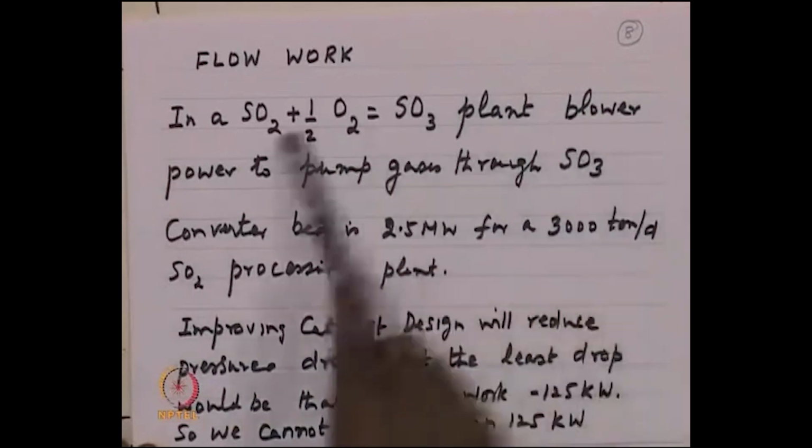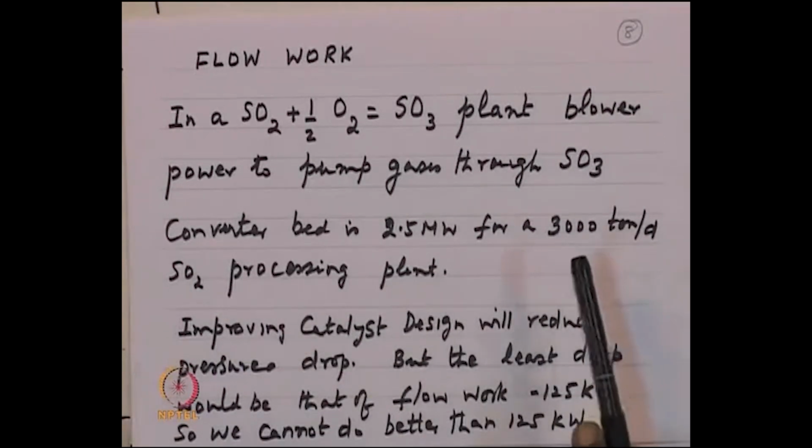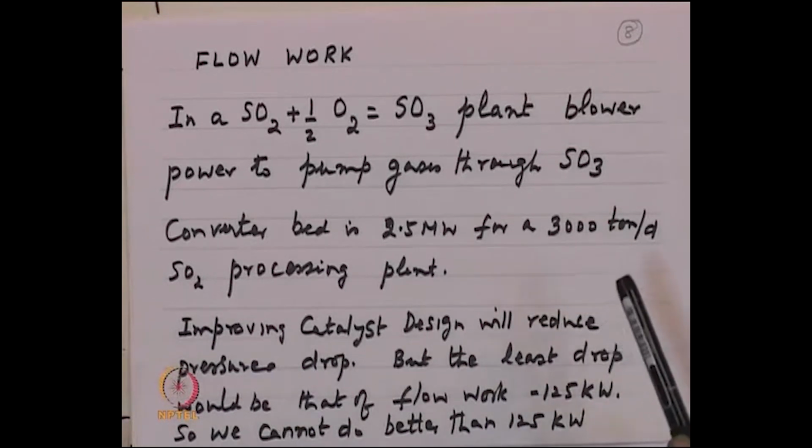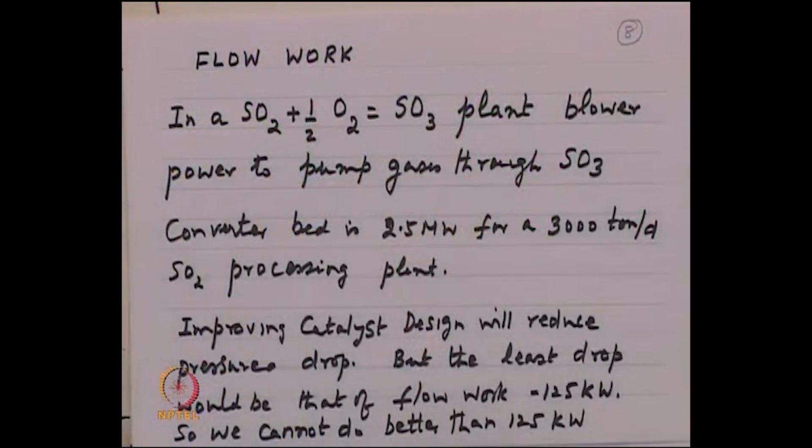Now, why are we saying this? The context is that pressure drops in a process are something we cannot avoid. Improving catalyst design, of course, will reduce pressure drops, understood, but the least pressure drop would be that of flow work. So, flow work is the minimum at which you can work, that means that amount of energy you have to put in anyway, otherwise fluids will not go in and come out of the system. So, flow work is a measure of the minimum amount of energy that is required to put the materials in and out of the system.